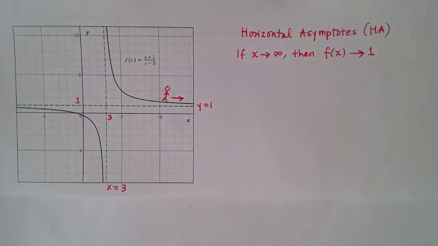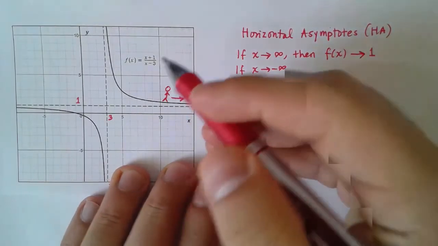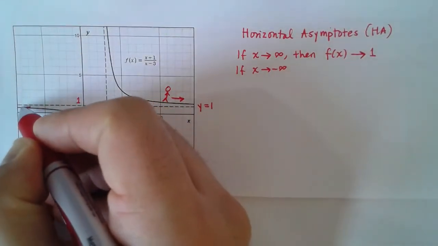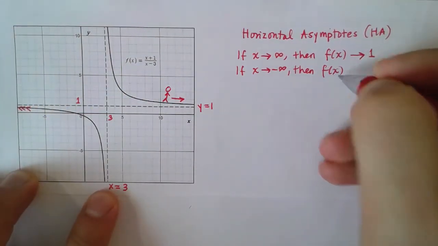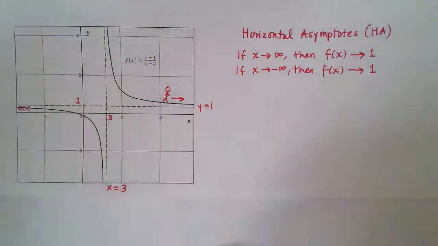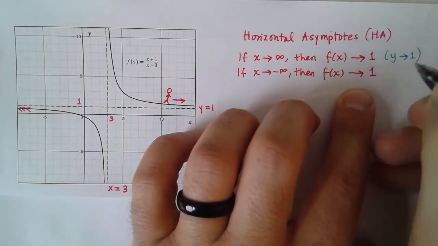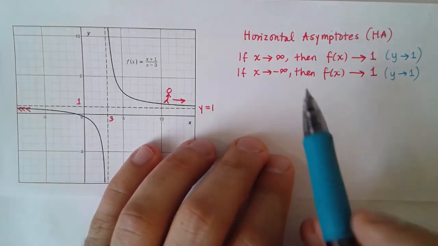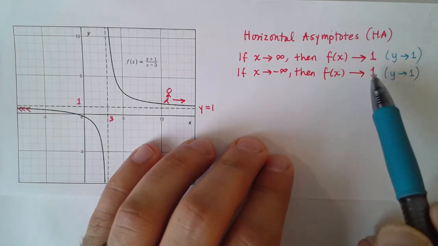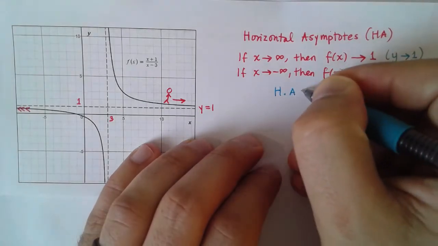So I try to show the horizontal asymptotes on this example. On the other side, if x goes to negative infinity, if you go to the left side on the graph, you see the same thing happens. Then f of x goes to 1. If you like, you can also write this as y goes to 1. So if any of these two conditions are satisfied, when x goes to infinity or negative infinity and your function goes to a value, that value becomes a horizontal asymptote. So in this case, we have one horizontal asymptote, which is the line y equals 1.